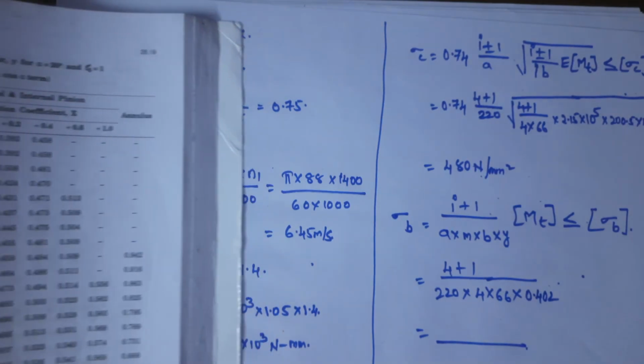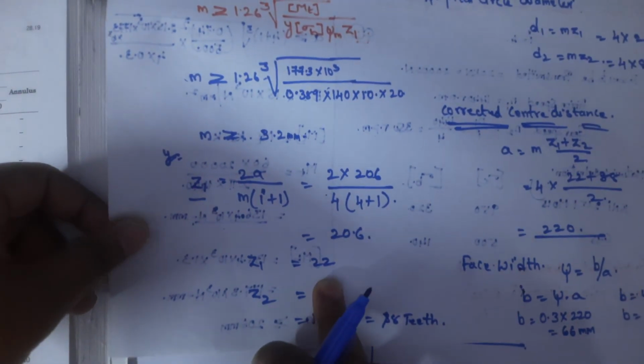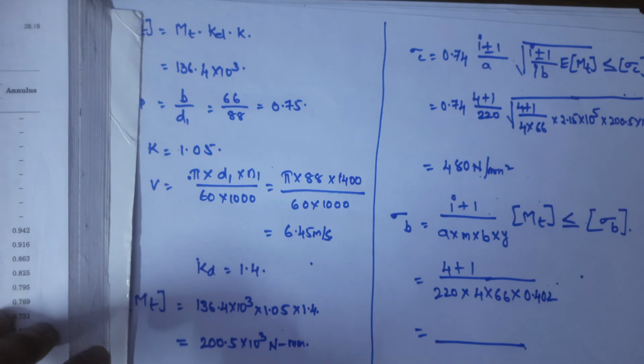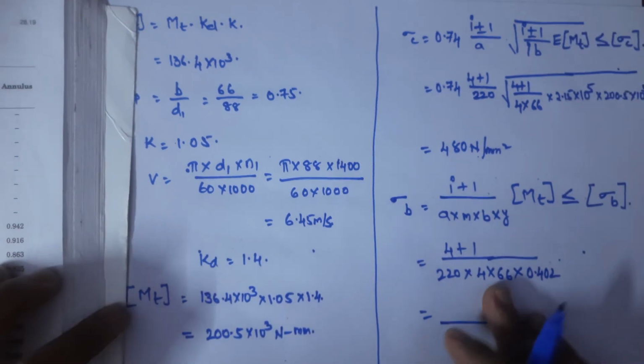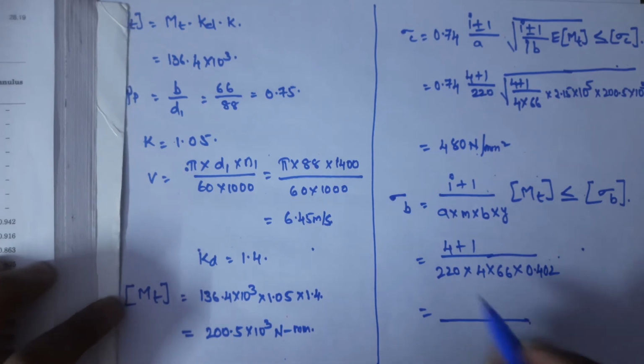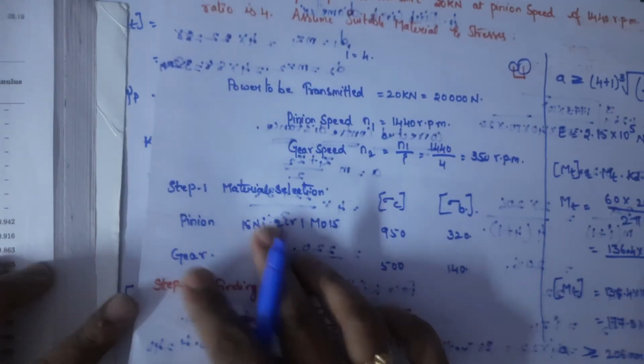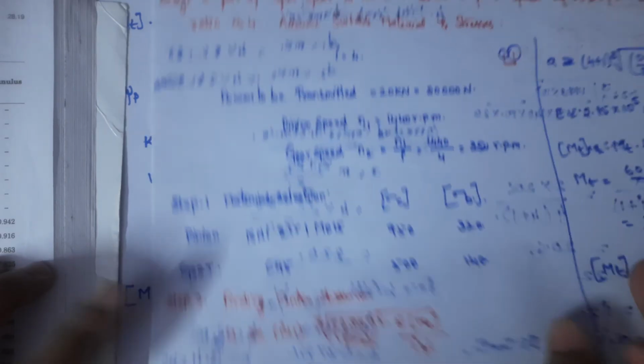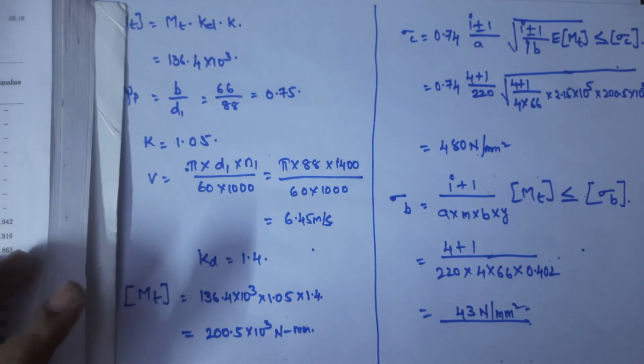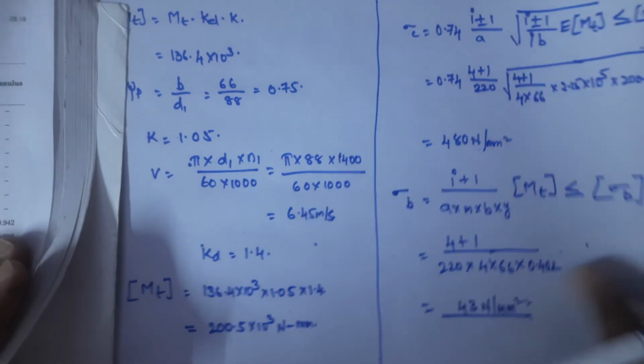One minute, let me show you. So see here, the corrected number of teeth z1 is equal to 22. So I have got an answer of 43 Newton per mm square, which is less than 140, so our design is safe. Next we have to calculate the other parameters. What are the other parameters? Whatever the terminology and nomenclature that I have mentioned, all of that we have to calculate.